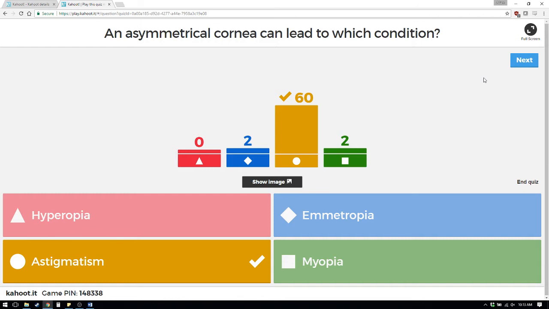Yes? So what exactly is a cylindrical lens? Basically, you can kind of see it in that picture.